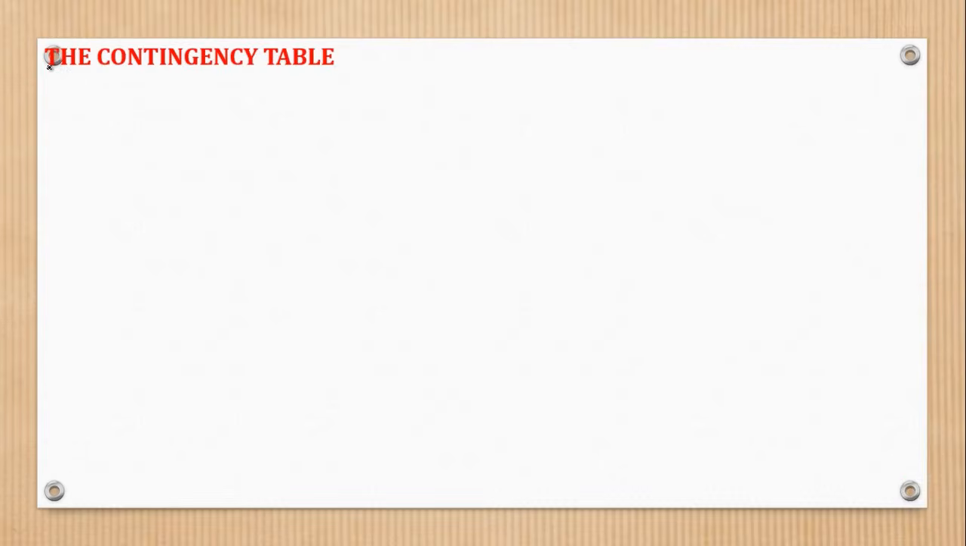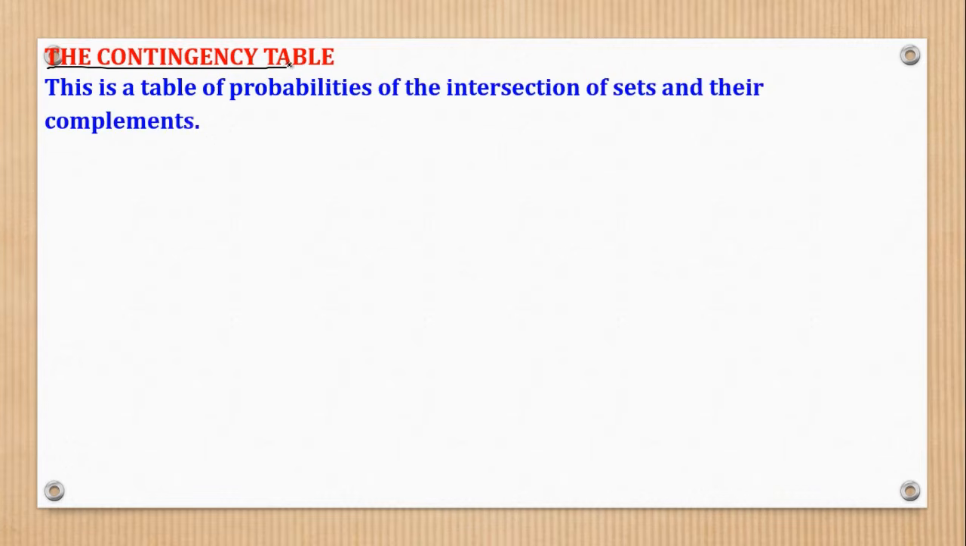So now we shall go to what we call the contingency table. Now this one is similar to the Venn diagram. It summarizes the identities we got from set theory. So you can either choose to memorize this contingency table or to memorize the set theory, because they both do the same thing. So this is a table of probabilities of intersection of sets and their complements.